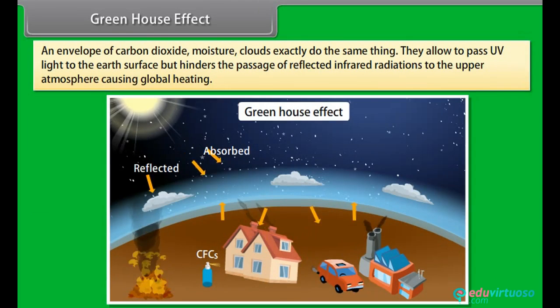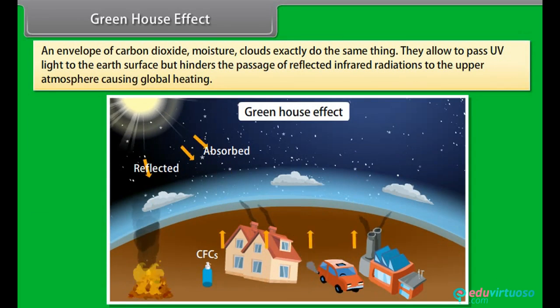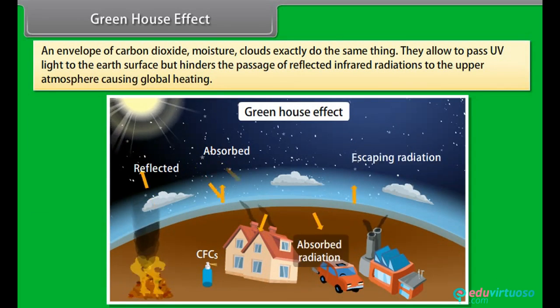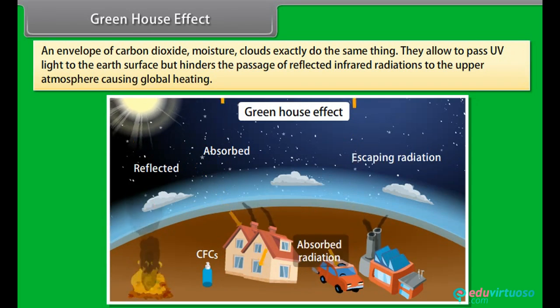An envelope of carbon dioxide, moisture, and clouds does exactly the same thing. They allow UV light to pass to the Earth's surface, but hinder the passage of reflected infrared radiation to the upper atmosphere, causing global heating.